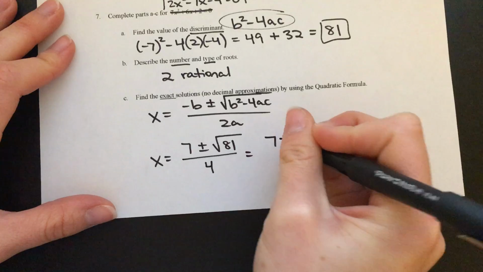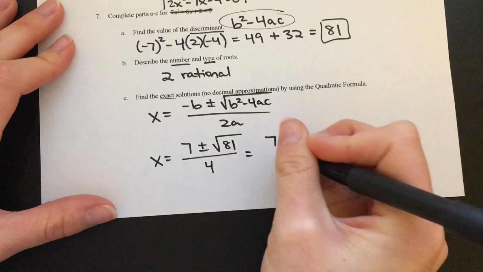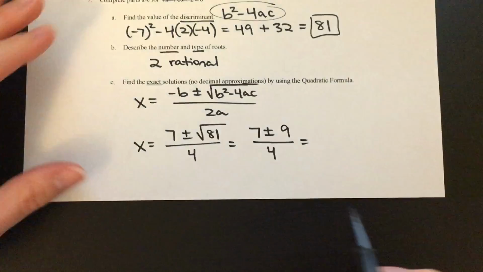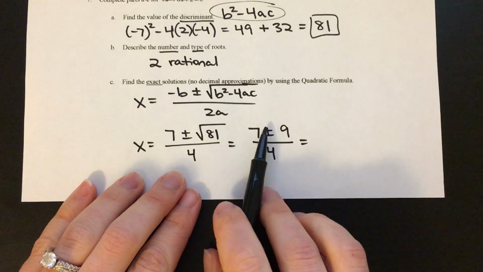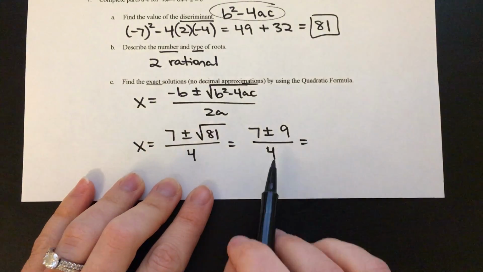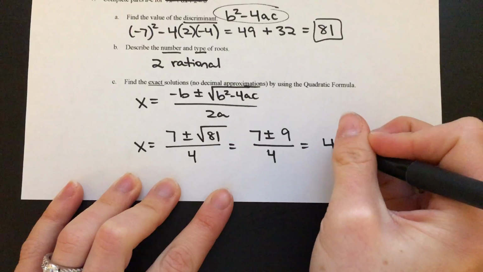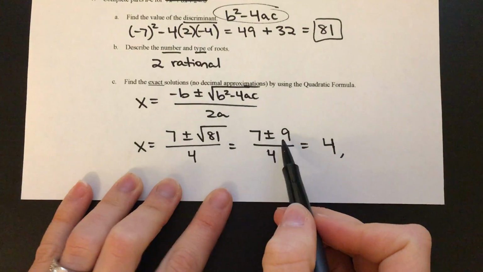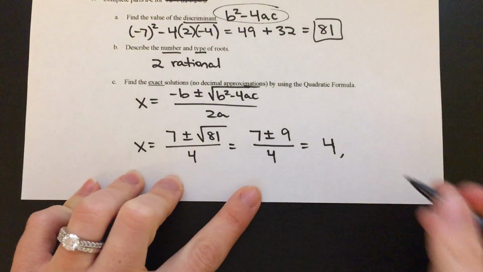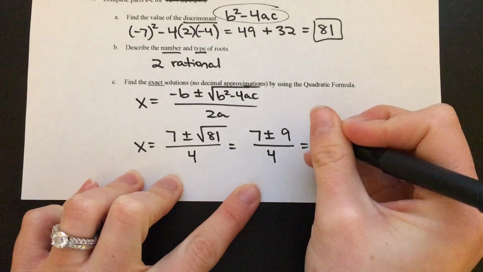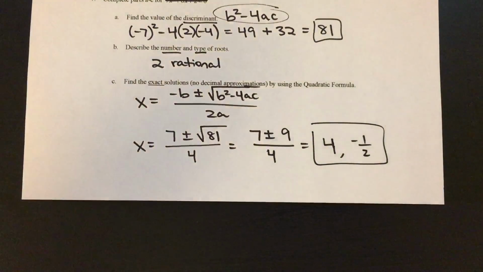So keep cleaning up as much as you can. Square root of 81 is 9, so I can simplify it up. So I would have 7 plus 9, which is 16, divided by 4 is 4. And then 7 minus 9 would be -2, divided by 4 would reduce down to -1/2. So those are my exact answers that I came up with for part C.